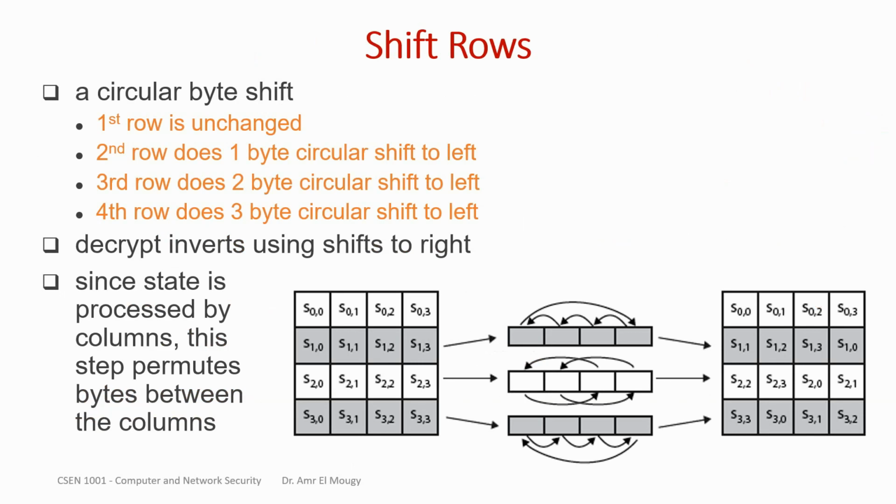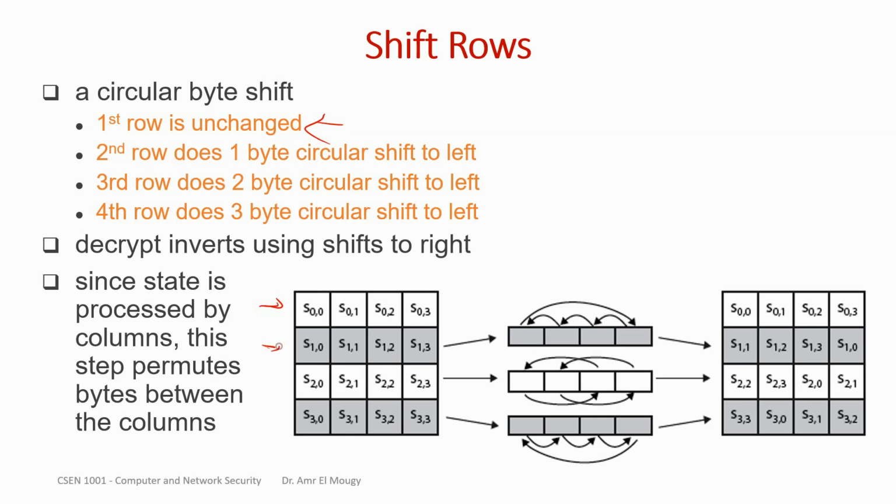Okay. The second operation in every round is called shift rows. So after you substitute the bytes, you take the result of the substitution and you pass it to shift rows. Shift rows is an operation that is done on the row. What do? You take the first row and you don't do anything to it. It is unchanged. Okay, so the first row of the state matrix is unchanged.